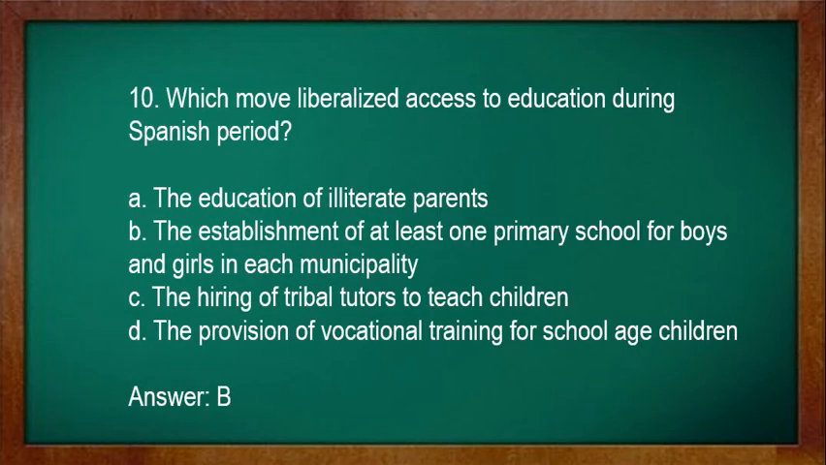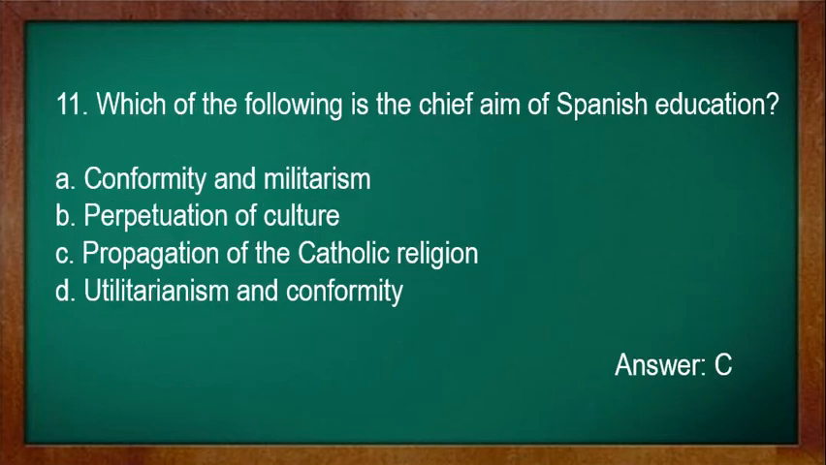Number 10. Which move liberalized access to education during Spanish period? A. The education of illiterate parents. B. The establishment of at least one primary school for boys and girls in each municipality. C. The hiring of tribal tutors to teach children. D. The provision of vocational training for school-age children. Answer, B.